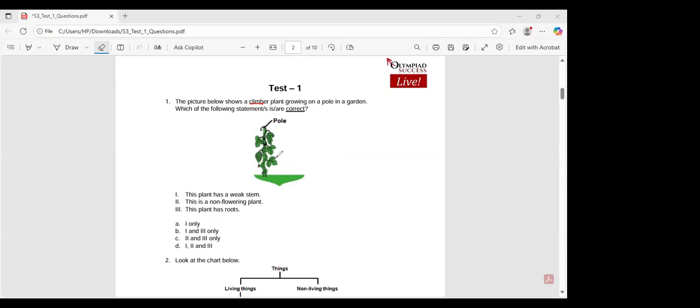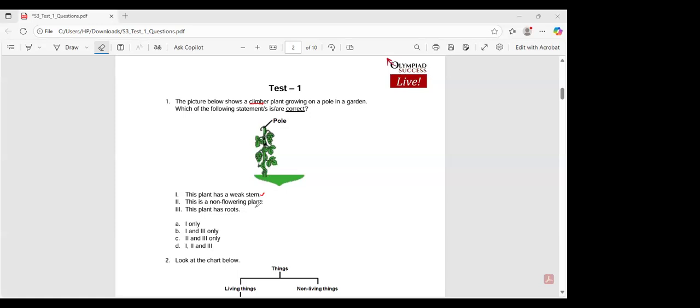It needs support. Okay, no problem. So it looks somewhat like this. So it needs a support to climb over. So the plant has a weak stem. Definitely, if it is a climber, it will have a weak stem. That's why it needs a support, right? Yes, ma'am.